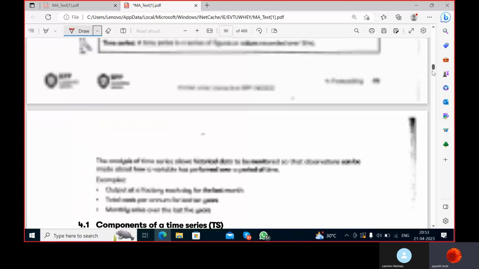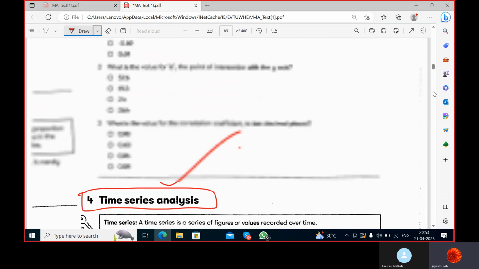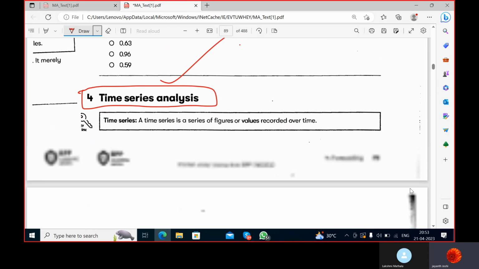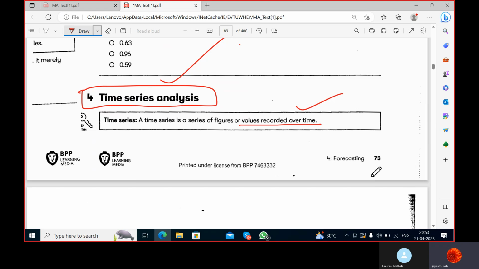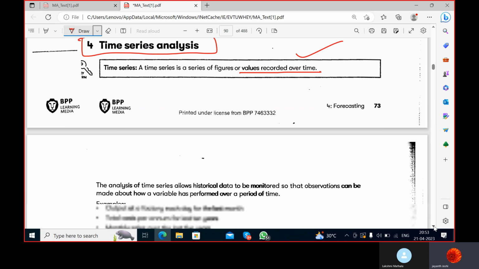The time is there, so let's take up at least 10 minutes. No problem, let's take time series. A time series is a series of figures or values recorded over time. Like the previous 5 years, you may do some activity every year. What you do is you see the trend. You are recording the values over the years, and you can use those values for future forecasting or analysis. Correct?